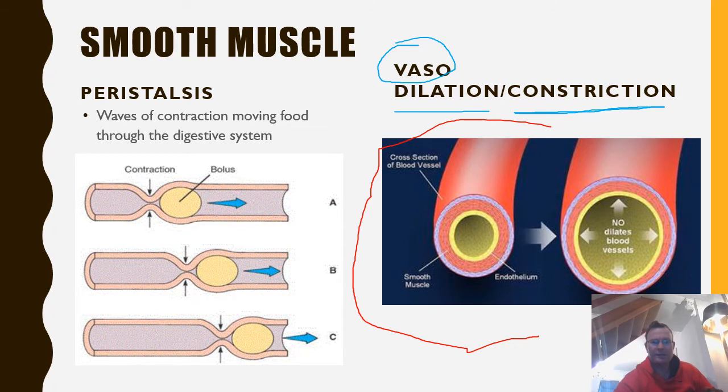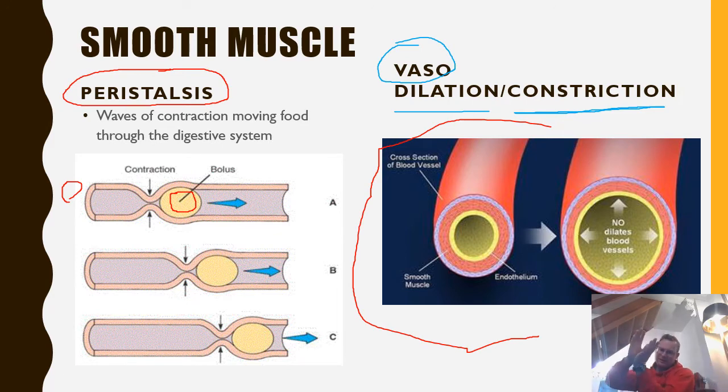On the right hand side, we've got peristalsis. This is how smooth muscle is used in the digestive tract. What we see on this top picture here is what's called a bolus of food. You can imagine this could be down through the esophagus, but it could actually be anywhere in the digestive tract.